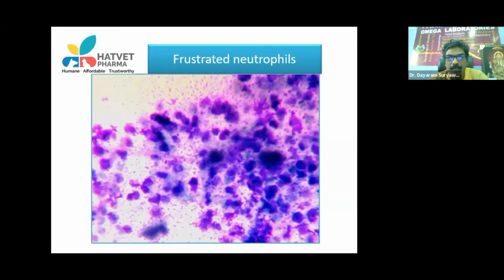The segments get lost, or the cells get burst, or there is a disintegration of the nuclear material. As well, we are getting very small pink granules throughout the structures. That is nothing but the chemotaxis effect, the inflammatory exudate.